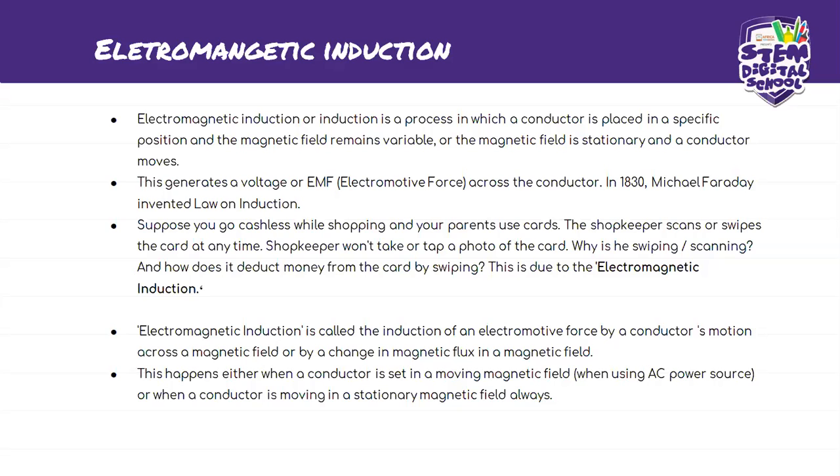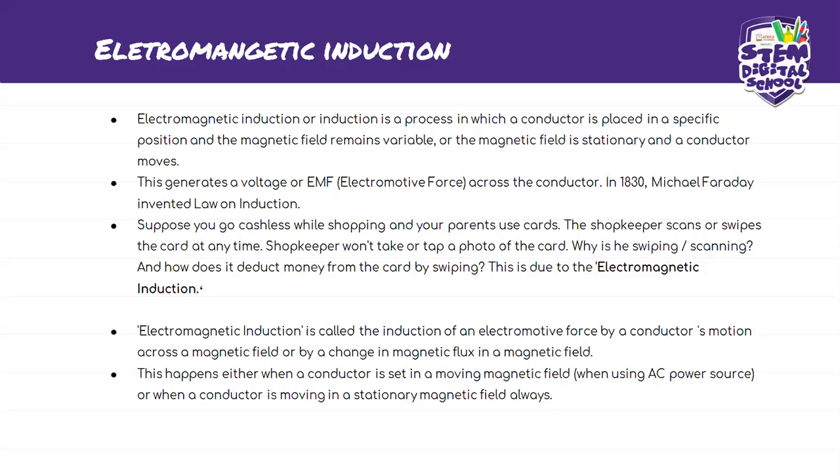Suppose you go shopping cashless, and your parents use cards. The shopkeeper scans or swipes your card. Shopkeepers won't take or tap a photo of the card. So why are they swiping or scanning? And how does it deduct money from my card? This is due to the effect of what we call electromagnetic induction.